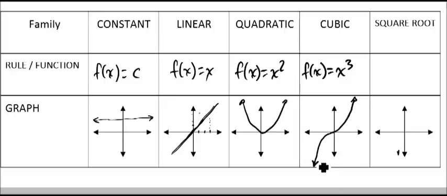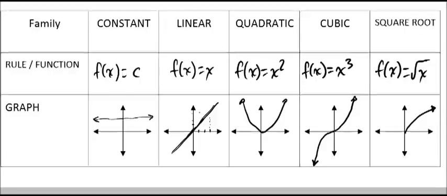And then finally, the square root function would look like f of x equals the root of x, principal root of x, and that function would look something like that. So those are my parent functions and their corresponding graphs.